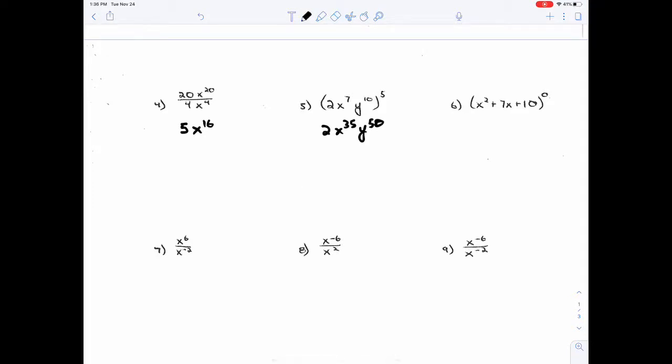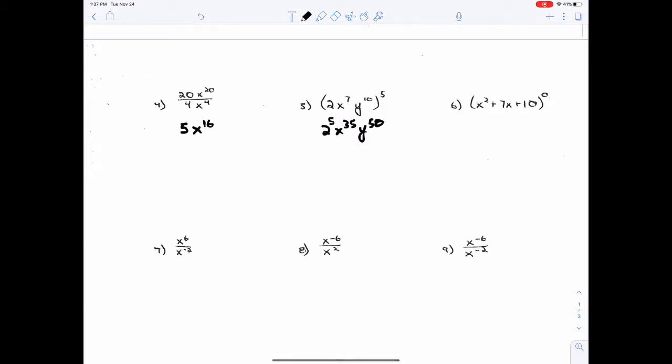How many things do you have to give the exponent of 5 to? Well, there aren't just 2 things, there are 3 things. There's the 2, the x to the 7th, and the y to the 10th, and a lot of people forget the 2. Okay, so this is 2 to the 5th.